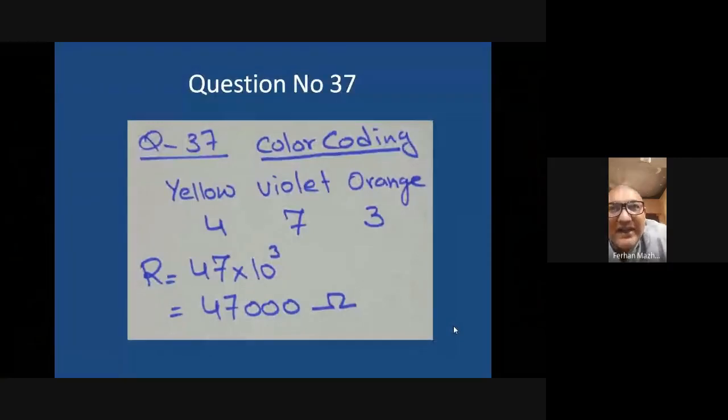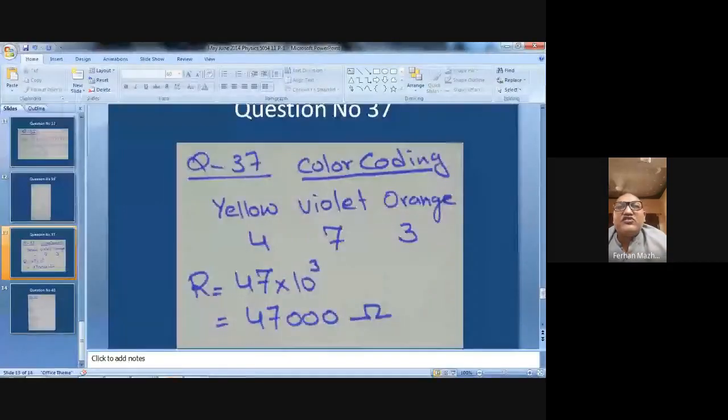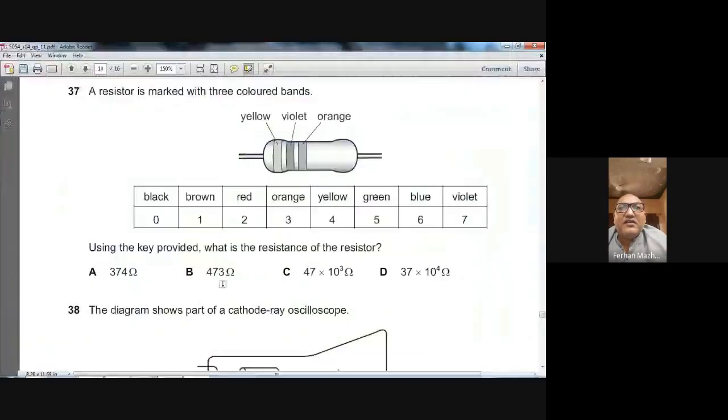So I will write the first two colors, you take their digits, you multiply, and the third color you take it 10 raised to power. Orange is 3, so I will take 10 raised to power 3. So 47 multiply 10 raised to power 3 ohm. So this is 47,000 ohm. I hope you have understood this, you have studied this already. So C is the right choice. Question number 37, C is the right choice.